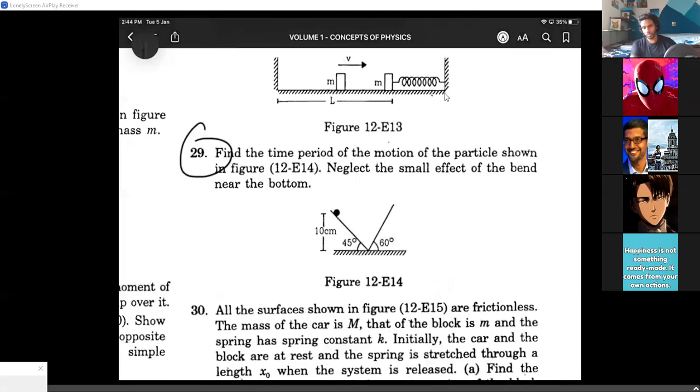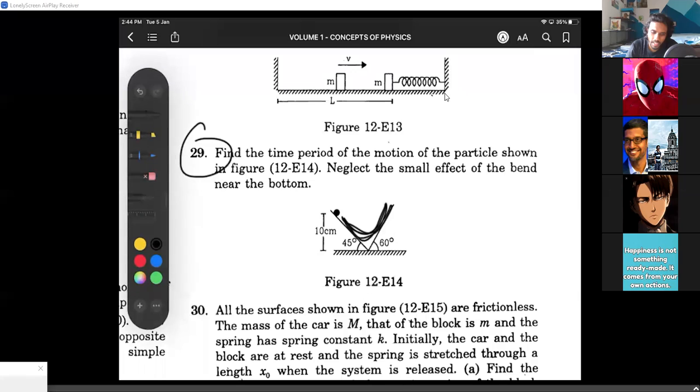Question 29. Go through this question. Can you tell me whether this is an SHM? He simply says the body is oscillating like this. It's not even an SHM, but he simply asks for the time period. He told us to neglect the effect of the bend also. It should be smooth, otherwise it will simply collide and things will turn ugly. So we don't want to do that.